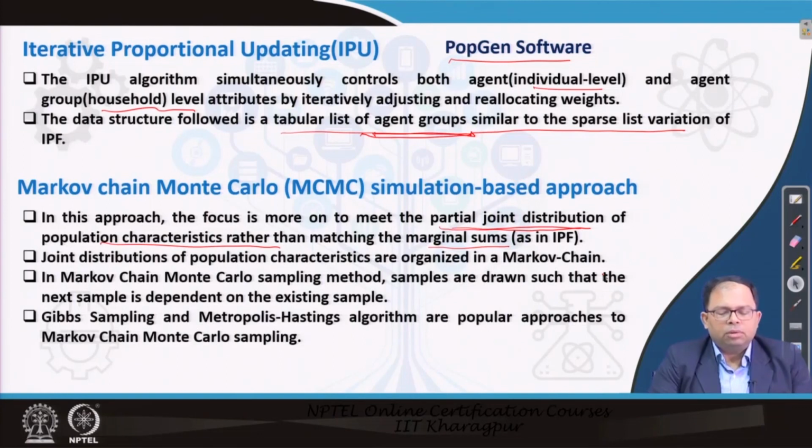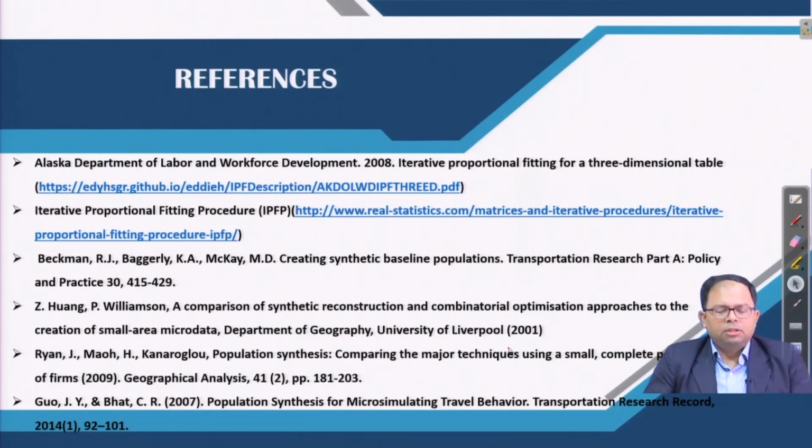And there are two algorithms. One is called Gibbs sampling and the other the Metropolis-Hastings algorithm, which are popular approaches to do Markov chain Monte Carlo sampling. So this is another upcoming method which is also used in many new approaches of synthetic population creation. So these are some of the references you can follow.